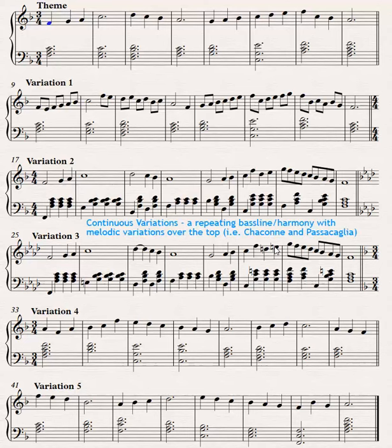Continuous variations, which we're not really going to deal with too much today, include passacaglias and chaconnes, where the base material is the same and sometimes a harmonic progression, and then the melodic material is varied on top of them.